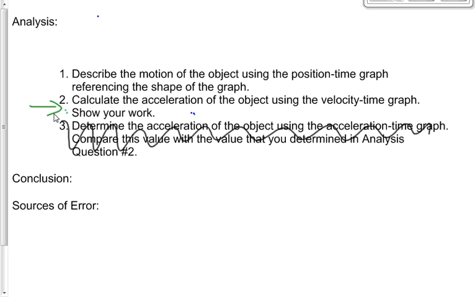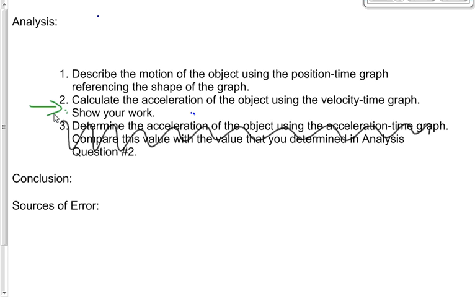Your conclusion is going to be, basically, take a look at the analysis questions. Your conclusion is essentially going to be the motion of this object was constant velocity, or the motion of this object was accelerated motion based on the shape of the position time graph. The value of the acceleration was blank based on the slope of the velocity time graph. And then, of course, you're going to identify sources of error. 2 or 3 good sources of error, and then the corresponding suggestions for improvement for next time.